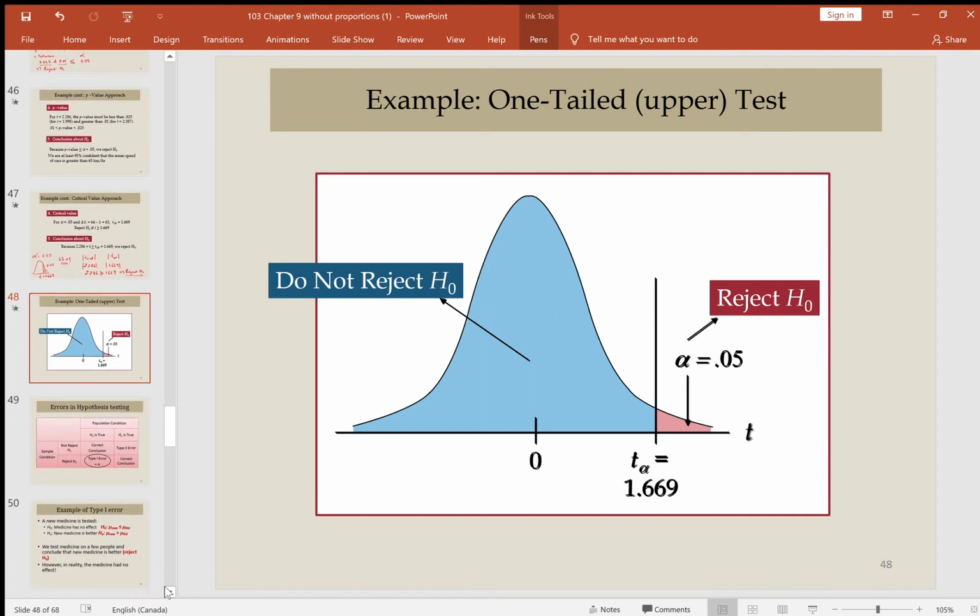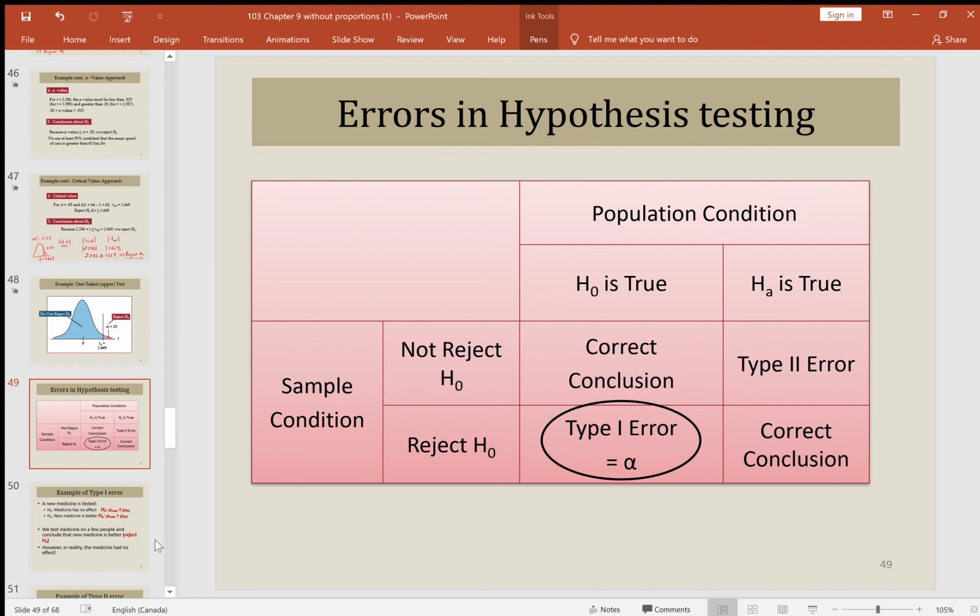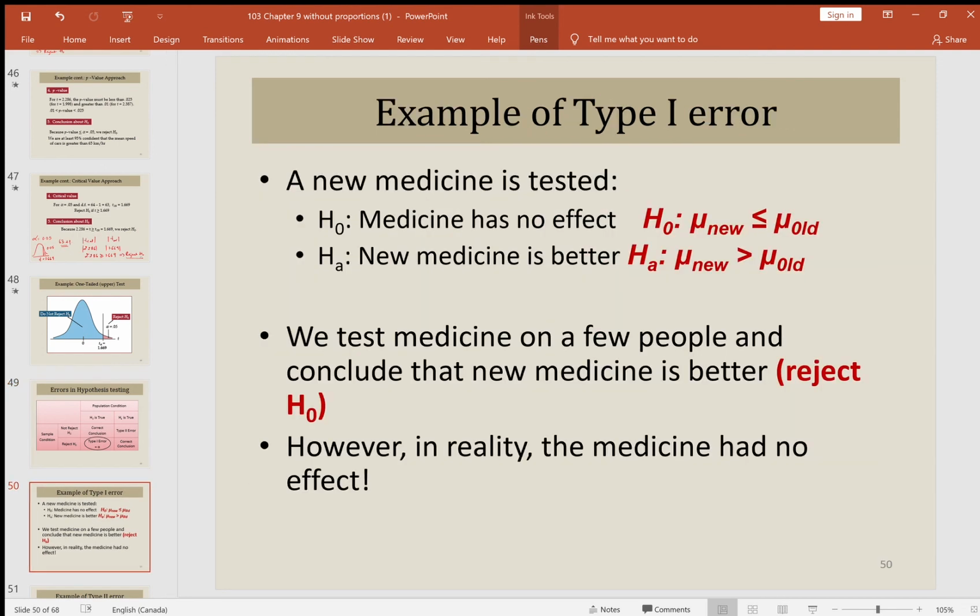Okay, so this brings us to the last concept here, which is called the errors in hypothesis testing. Before coming to this table, let me explain through an example. This example is probably a little bit too contextual right now, and I don't want to get too much into detail in terms of the context here because I don't want to cause any anxiety.